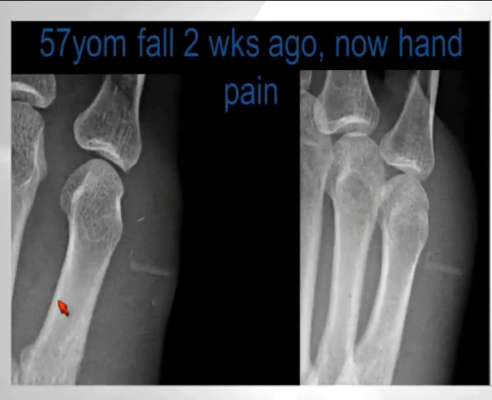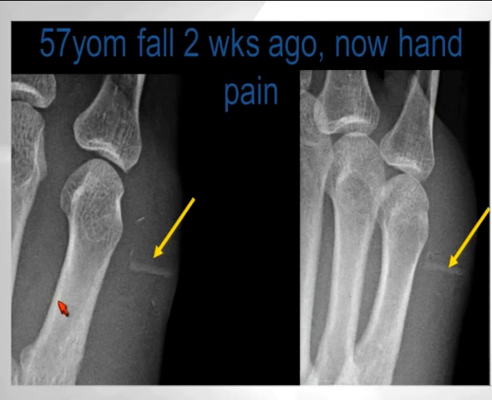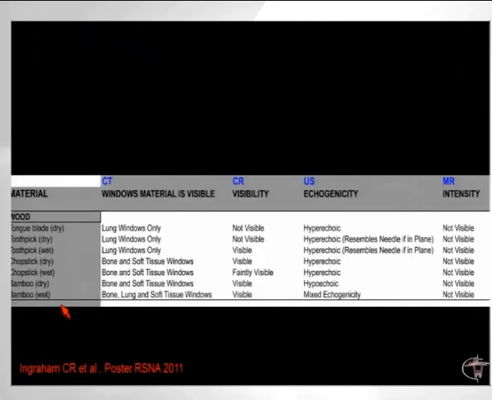Here's another clinical example. He fell, and he came 2 weeks later. Sure enough, there is ulnar side soft tissue swelling, and in the center of the soft tissue swelling is a radiopaque foreign body, which turned out to be a wood splinter that is saturated with fluids because it has been sitting there for several weeks.